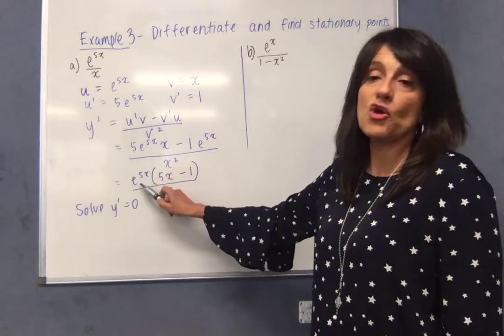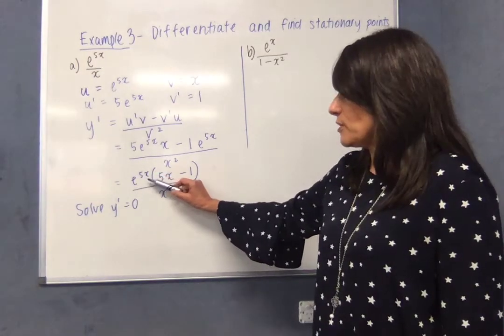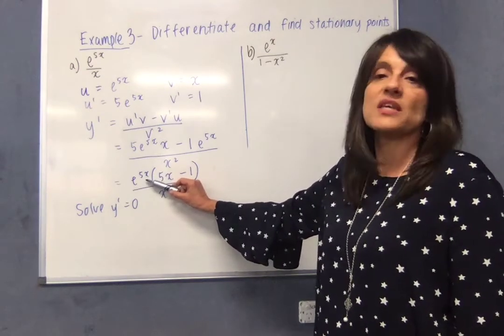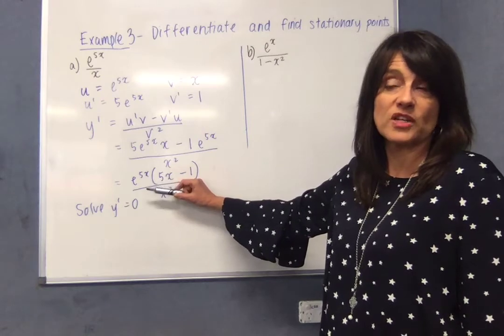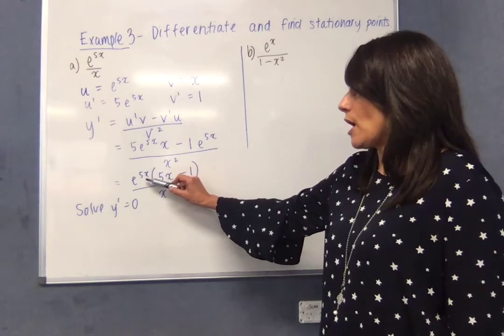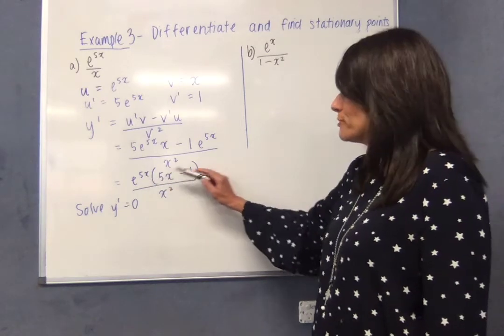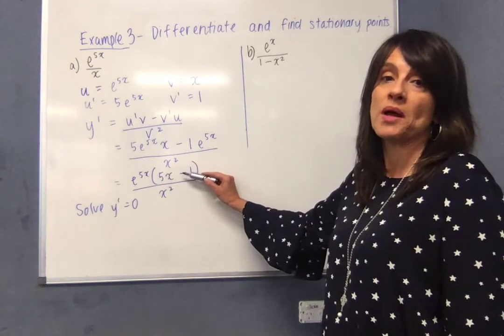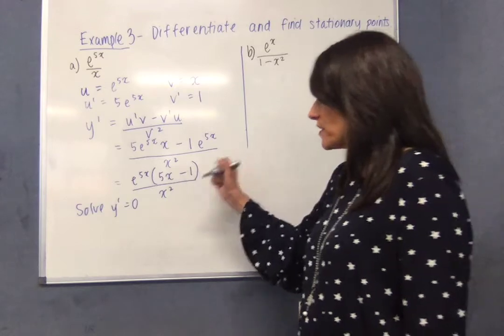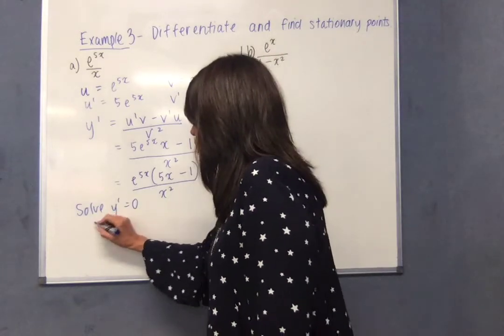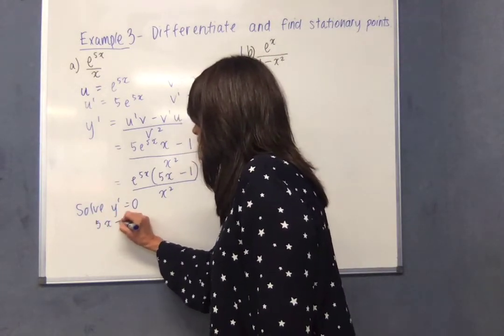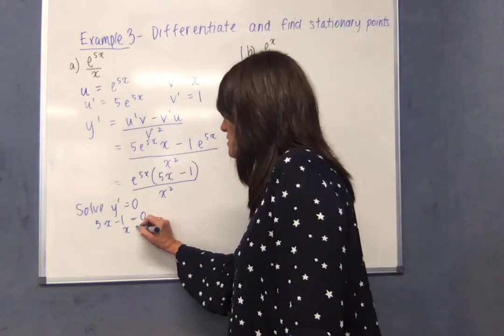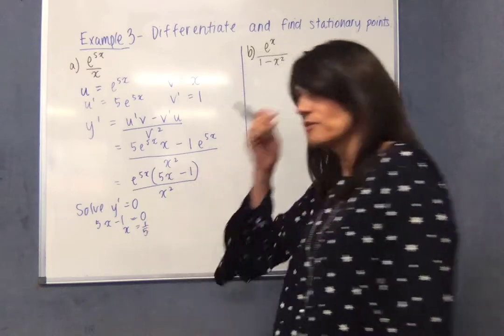From our earlier discussions, hopefully we realise that there is no solution to e to the 5x equals 0 because it's an exponential function where the x-axis is an asymptote. So what we're focusing on here is solving 5x minus 1 equal to 0. That will give us a 0 result. So when 5x minus 1 equals 0, hopefully we can see that x is going to be 1/5.